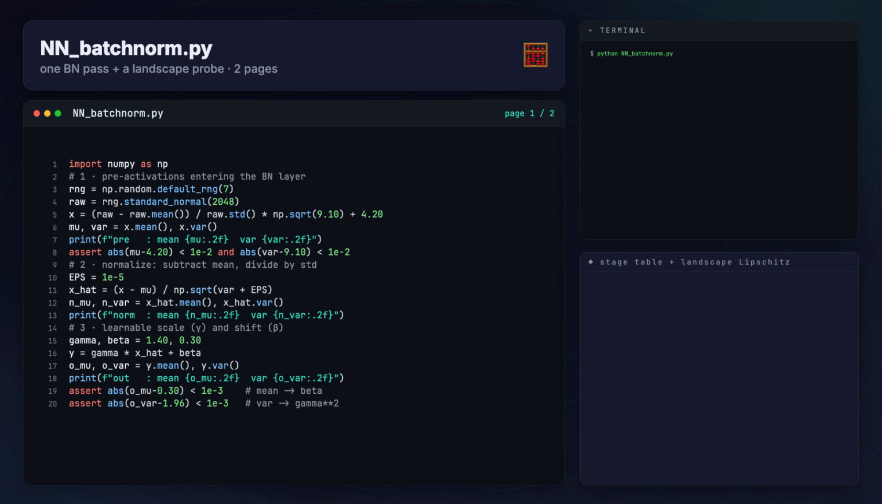Open nn/batchnorm.py. It's one forward pass through a batchnorm layer by hand, no framework magic. And then a tiny landscape probe that measures how steep the loss is allowed to get before and after BN. 4 blocks: feed the pre-activations, normalize, apply the learnable scale and shift, then estimate the Lipschitz constant both ways and print the table.